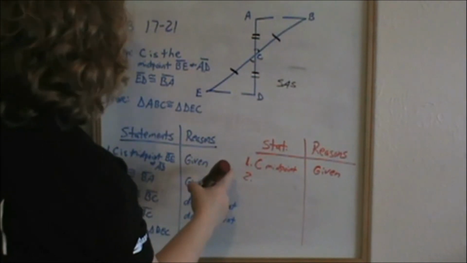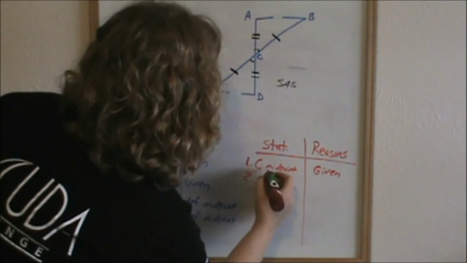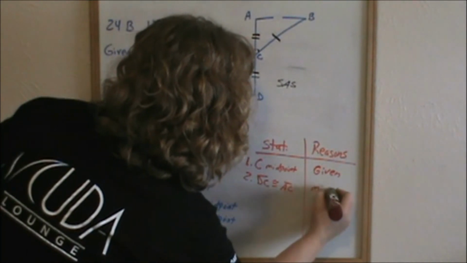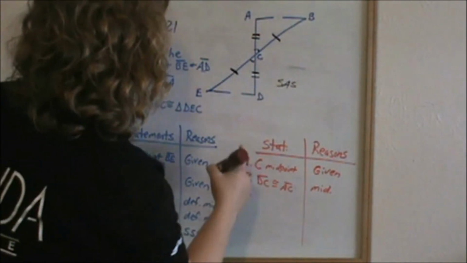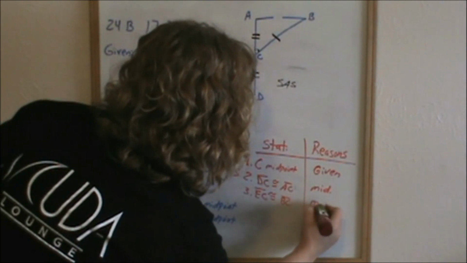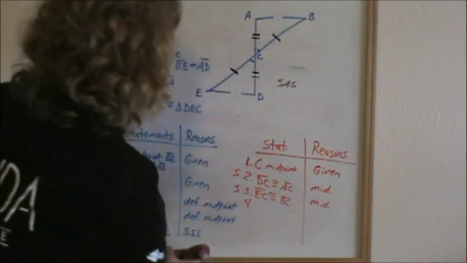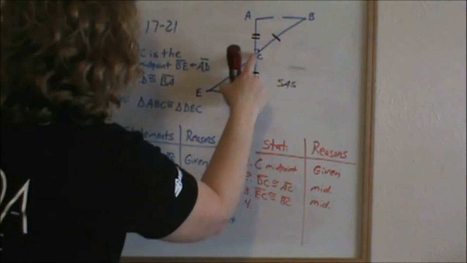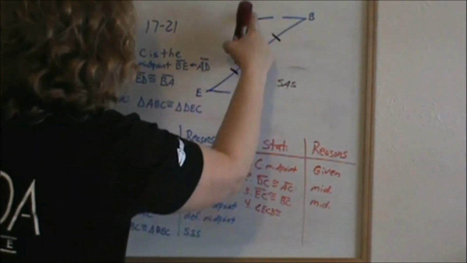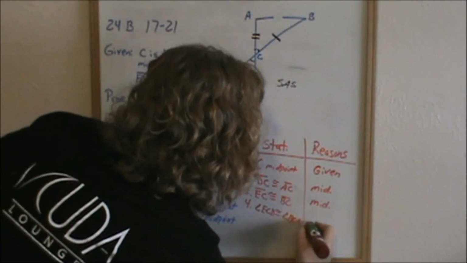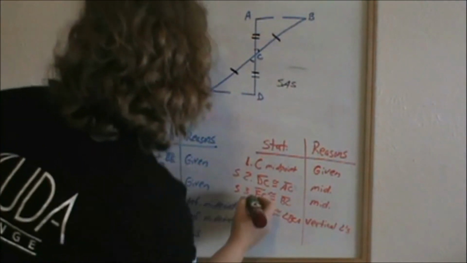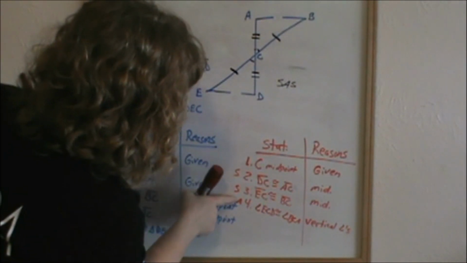You can say that DC is congruent to AC because of the midpoint. And that's one side. You can make the statement that EC is congruent to BC because of the definition of midpoint, that's a side. And then your angle, your vertical angle, you would say angle ECD is congruent to angle BCA. Why? Because vertical angles are congruent. Now that's your angle. Now you've made a statement for your side, your angle, and your side.